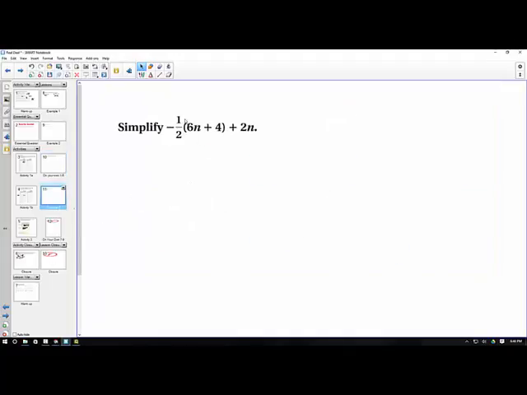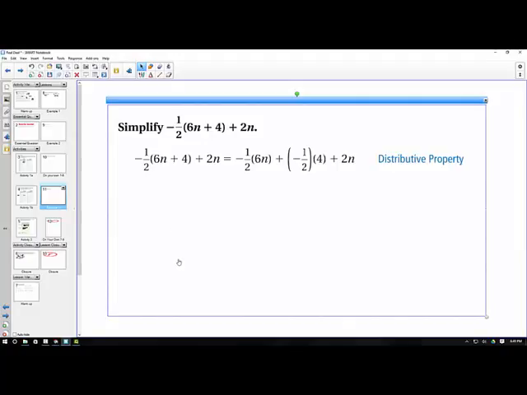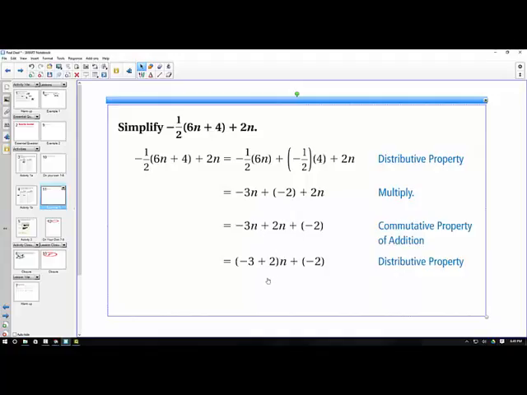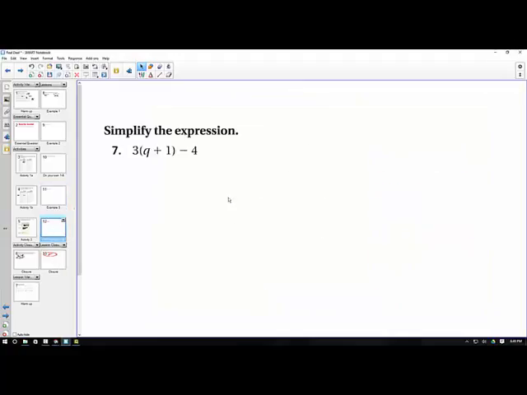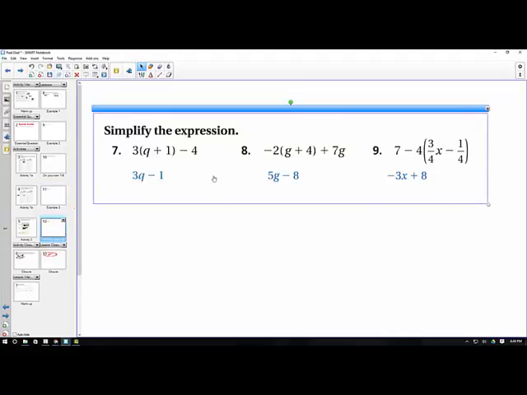And then we're going to simplify this. So you have to multiply this 1/2 times 6. So this becomes negative 3n plus 2, or plus negative 2, plus 2n. So I'm distributing. That's what I just said before. I can combine the 2n and the negative 3n as a negative 1n, and then negative 2. There it is, negative 1n minus 2. And now you're going to simplify a few of these yourself. Here you go.